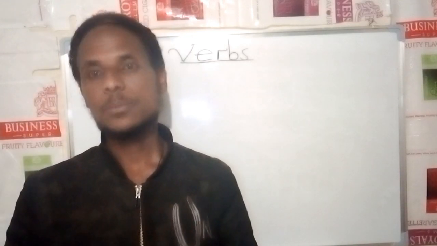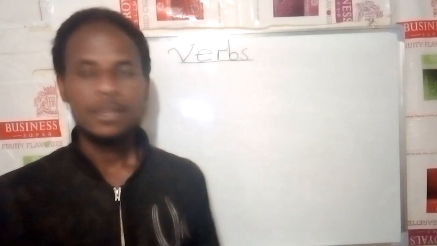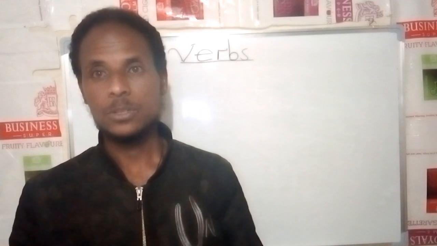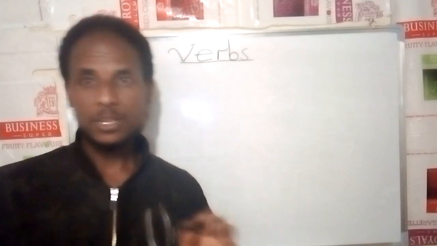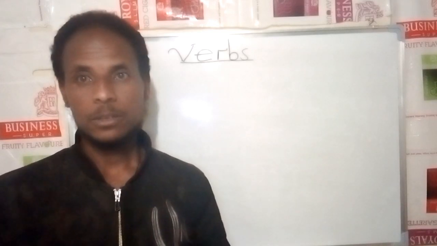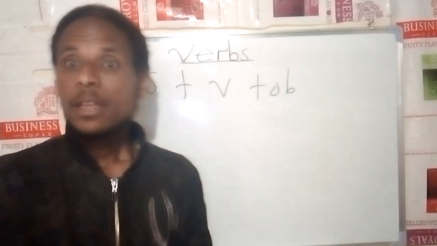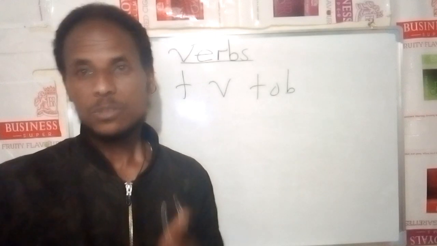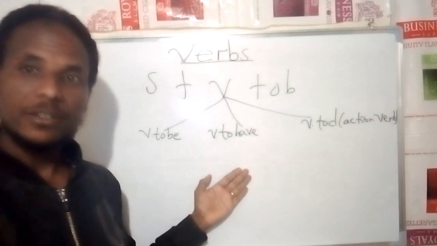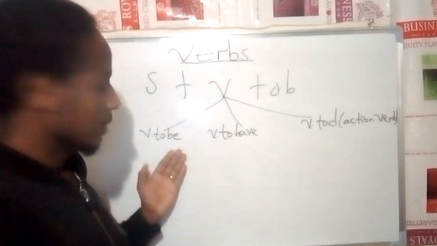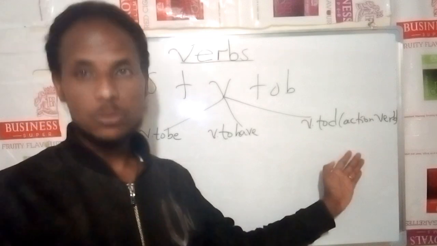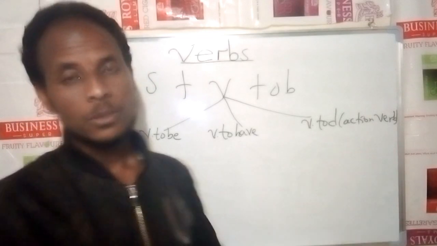There are 3 types of verbs in English grammar: the verb to be, the verb to have, and main verbs or action verbs. Those are the types of verbs which we're going to learn about today. The 3 types are the verb to be, the verb to have, and the verb to do or action verbs.